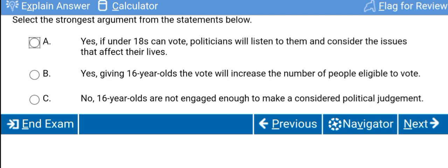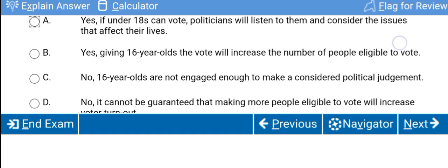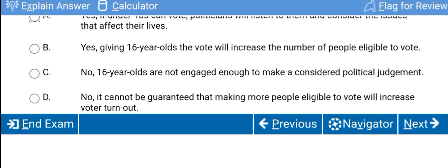Option A, yes. If under 18s can vote, politicians will listen to them and consider the issues that affect their lives. Option B, yes. Giving 16-year-olds the vote will increase the number of people eligible to vote. Option C, no. 16-year-olds are not engaged enough to make a considered political judgment.